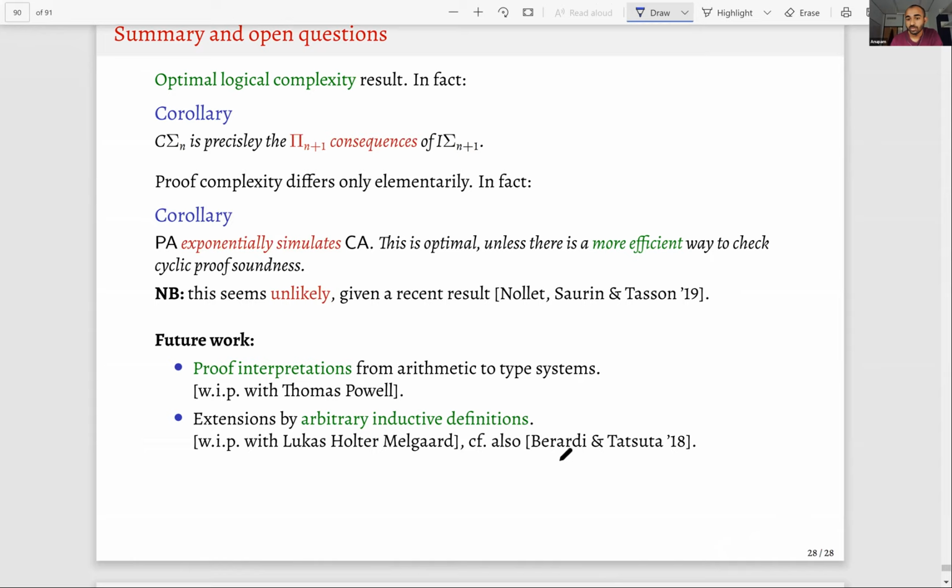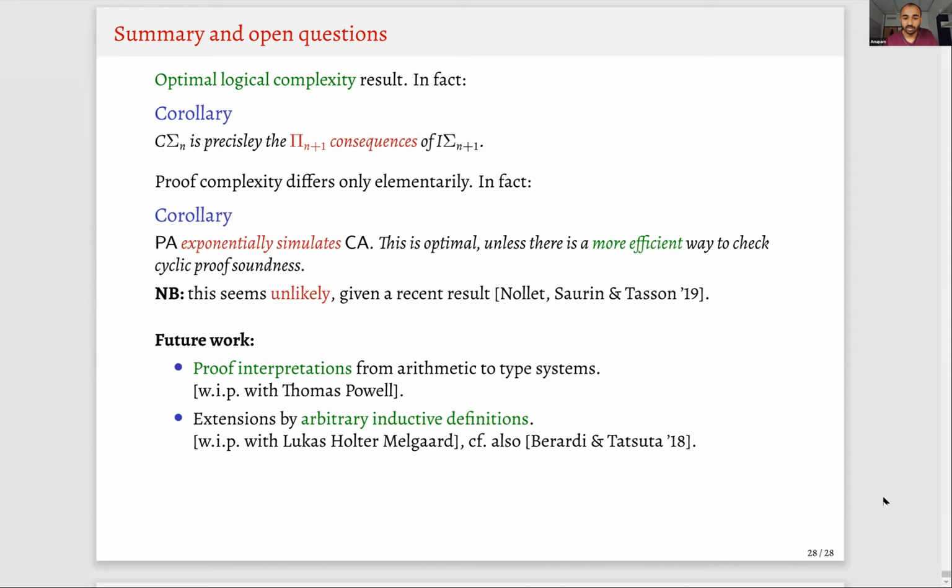I should also mention this recent work of Berardi and Tatsuta in 2018, where they proposed to extend first-order logic with inductive and co-inductive Martin-Löf definitions. And I think this is also an interesting subject area. So I will finish there. Thank you very much for your time.